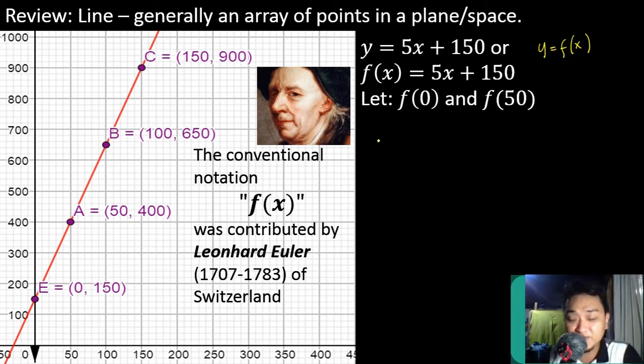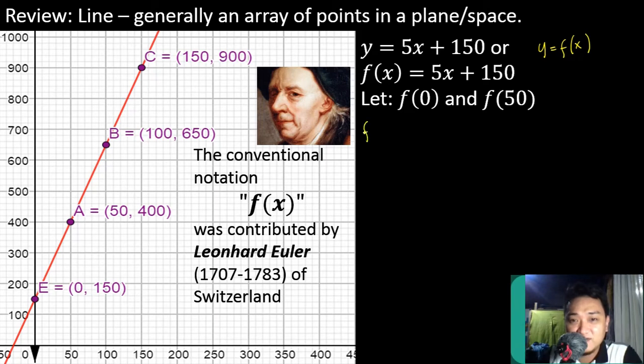Alam nyo naman sa graphing, diba? Sa graphing po, whenever you are graphing lines, ang kailangan lang naman natin at least 2 points, hindi po ba? Whenever you have 2 points na, just connect those points, meron ka ng graph. Meron ka ng linear graph. Okay, so let us try to solve this.